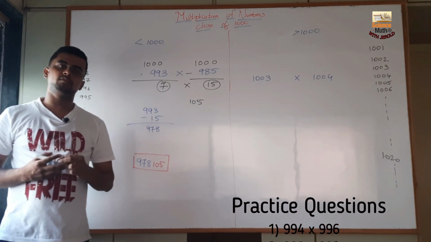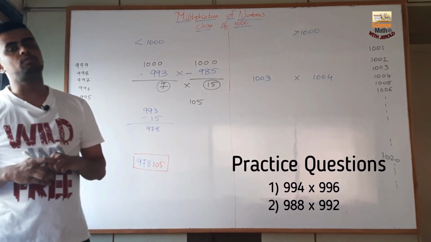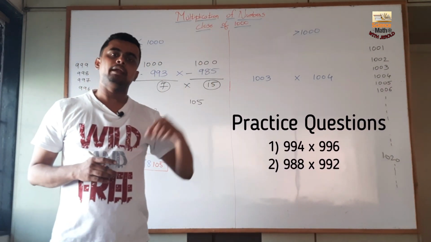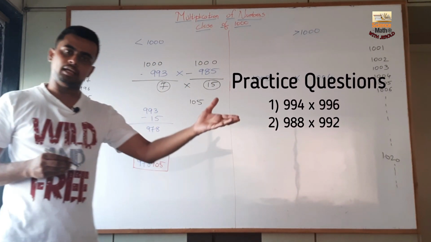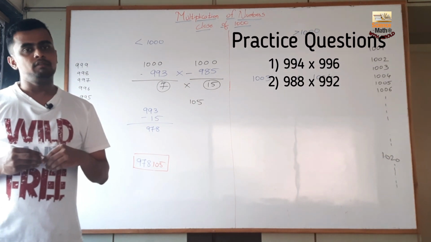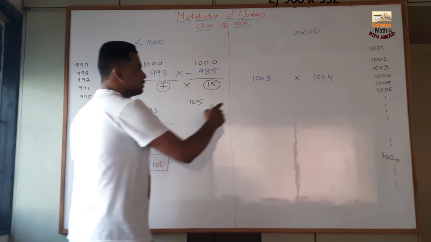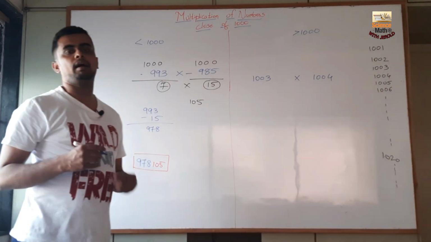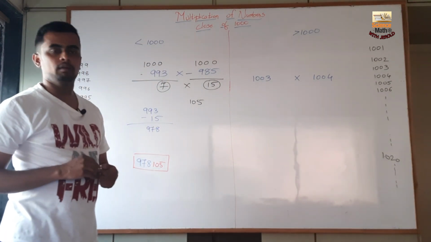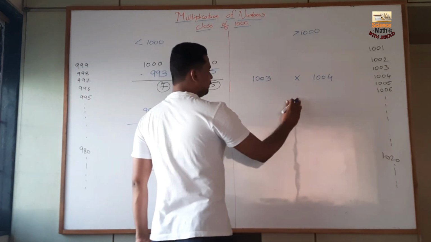So 2 questions will be given to you all and the answers to those questions are displayed at the end of the video. Here are the 2 questions on the screen which will be seen in between the video. So now the 2 numbers that I have are 1003 and 1004. Now let us move forward.